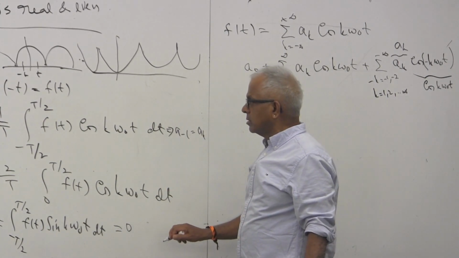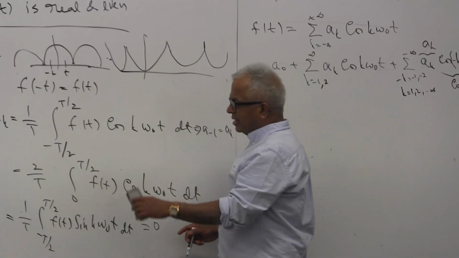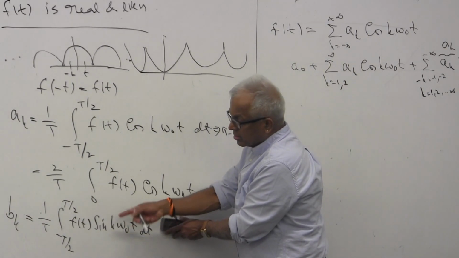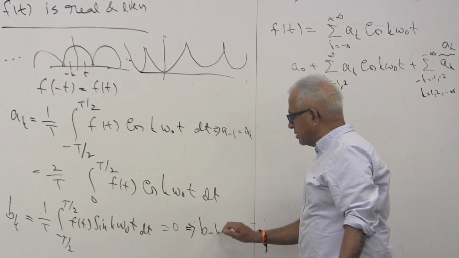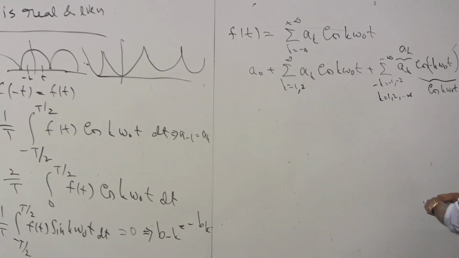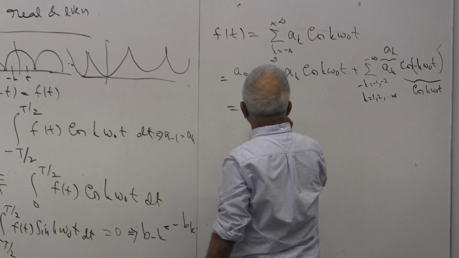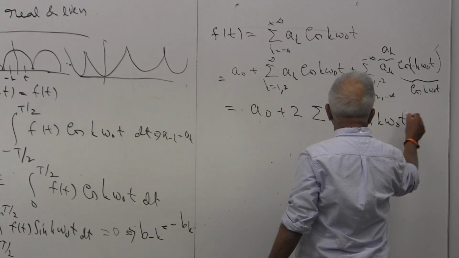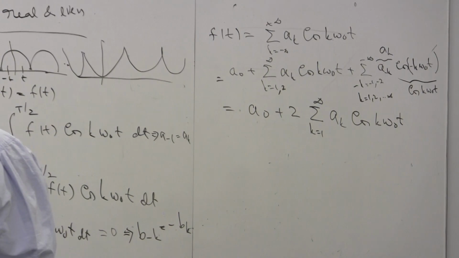Since we are here, let's look at b of minus k. If you put b of minus k in any expression, forget about this. K, this sine of minus k omega naught t, sine of minus theta is minus sine theta. So this will also tell you that b of minus k is minus bk. But it doesn't matter here because you only have ak's. So bottom line is this expression is exactly the same as this. So we can write this as a naught plus 2 times sigma ak. So that's for real and even signals.